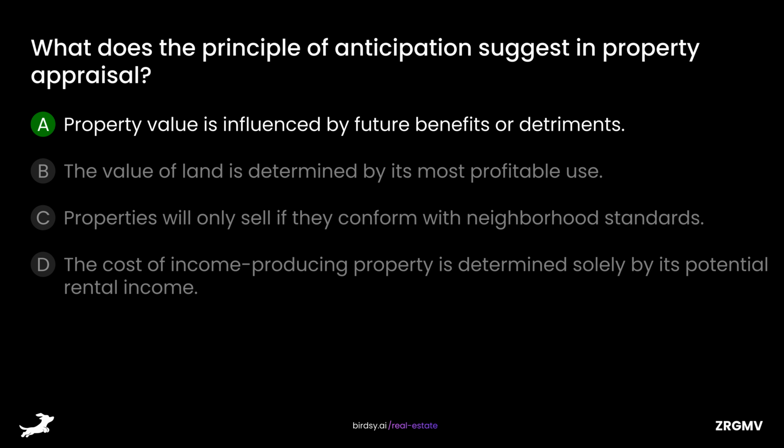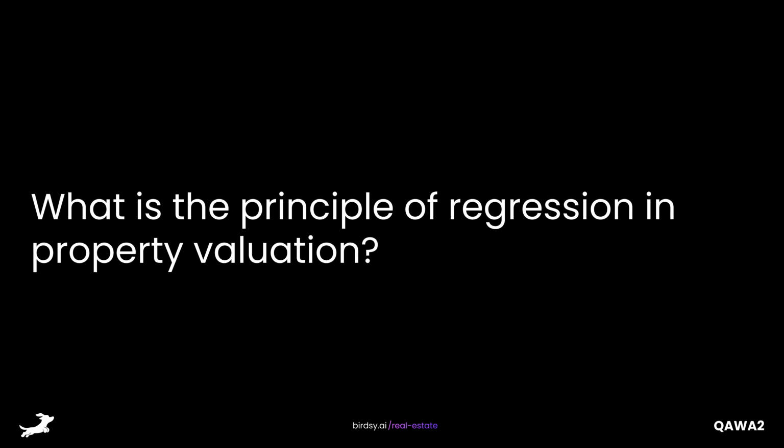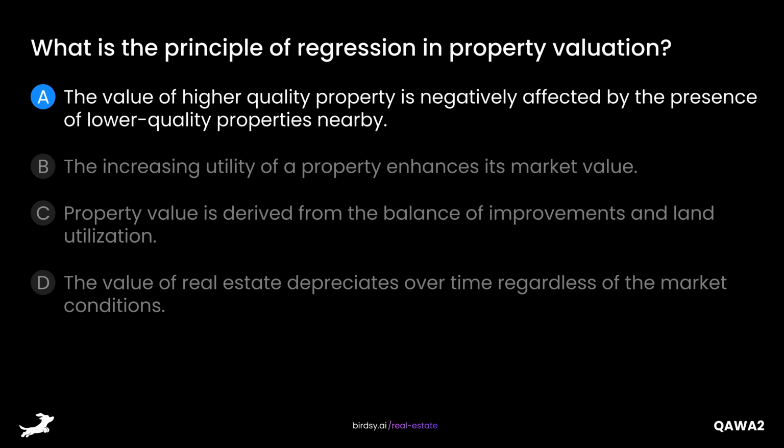The answer is A, property value is influenced by future benefits or detriments. The principle of anticipation in property appraisal suggests that the value of a property is tied to the expected future benefits or detriments, such as income or expenses it will generate. What is the principle of regression in property valuation? Is it A, the value of higher quality property is negatively affected by the presence of lower quality properties nearby?